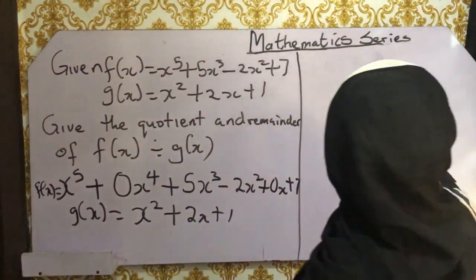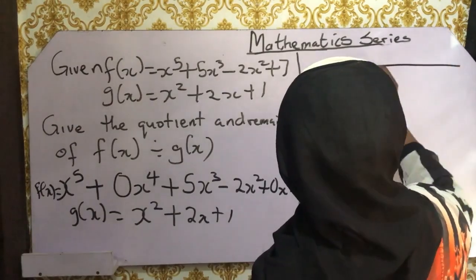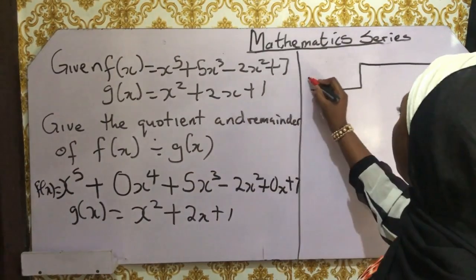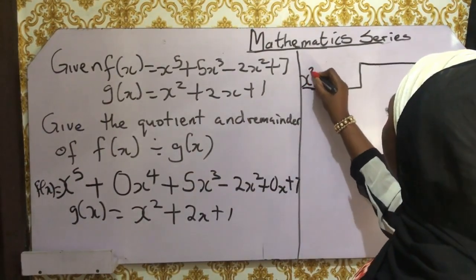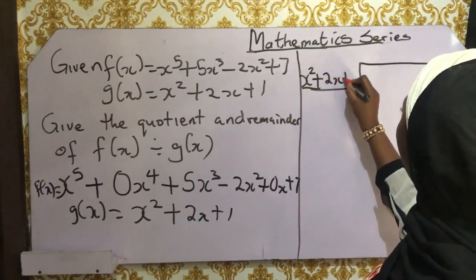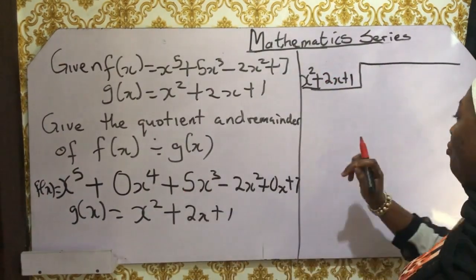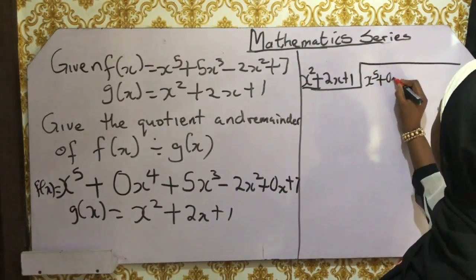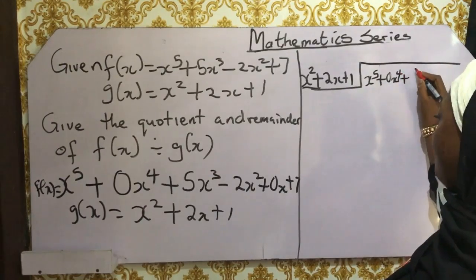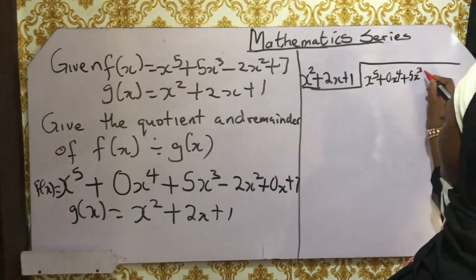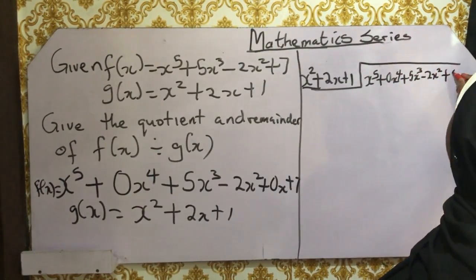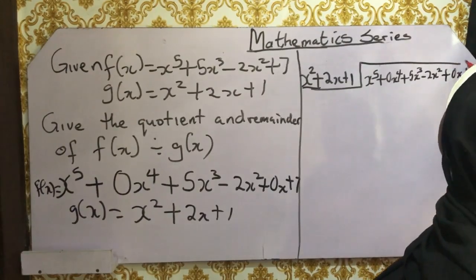Now we can go ahead to use our long division method. So, x squared plus 2x plus 1. Then you put this now: x to the power of 5 plus 0x to the power of 4 plus 5x to the power of 3 minus 2x to the power of 2 plus 0x plus 7.